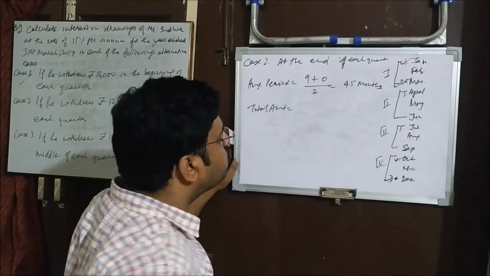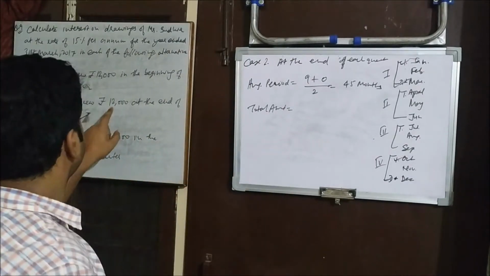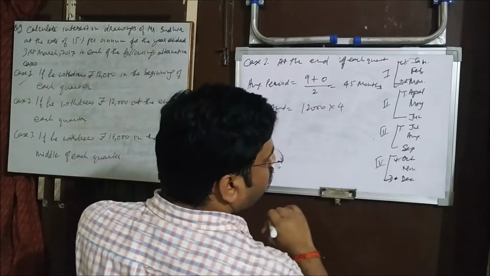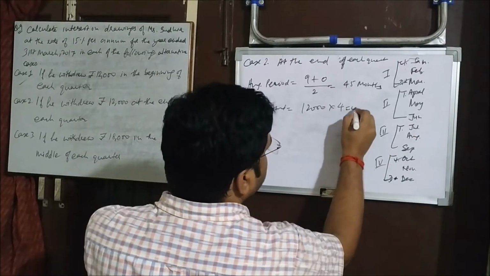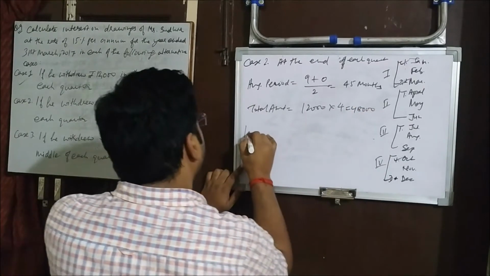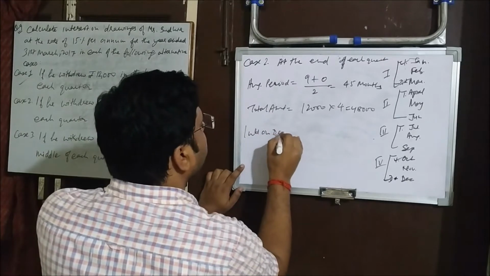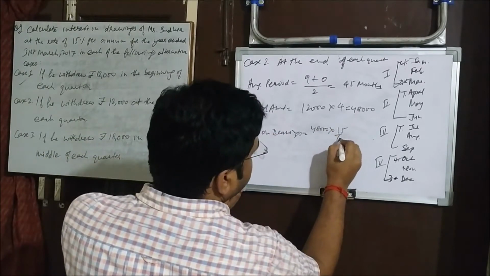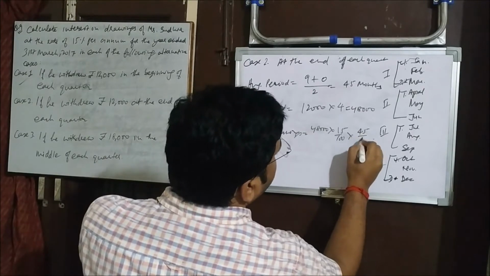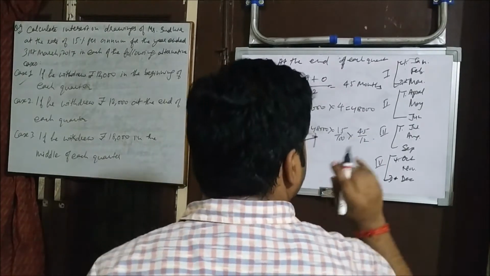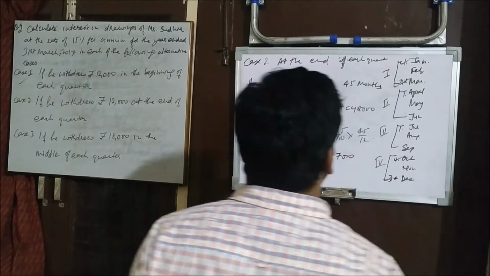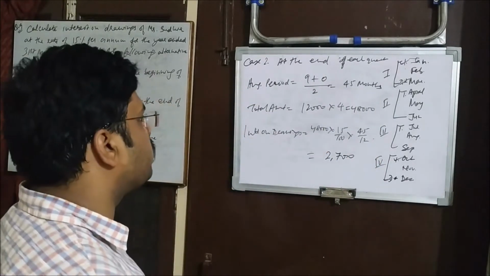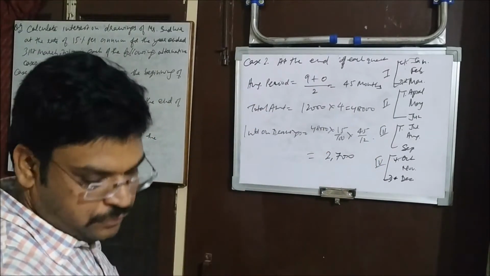Now, total amount withdrawn. How much amount? He withdrew 12,000, multiplied by 4 because it is there in each quarter. So 48,000, and interest on drawings is 48,000 multiplied by the rate of interest, that is 15%, and 4.5 divided by 12. Alright, so we just need to calculate it: 2,700. That is the case at the end of each quarter.